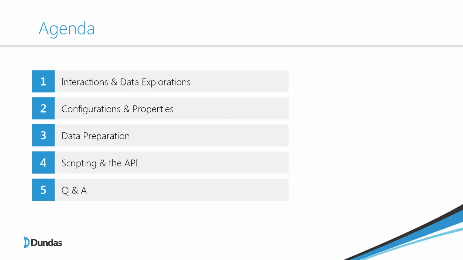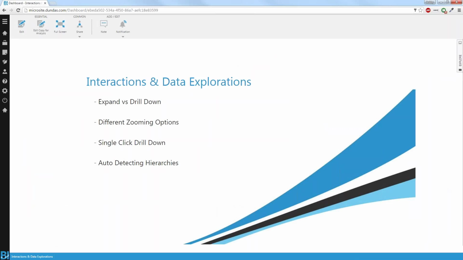Okay, so let's start with interactions and data exploration. What I've done is I've switched into Dundas BI, and I've just set up some slides with some simple buttons so that you know we are now in the environment. You can see the panel open up here. Even if you wanted to create a presentation and embed your visualizations into it, you can do that within Dundas BI. It's just showcasing a little bit of the flexibility right there.